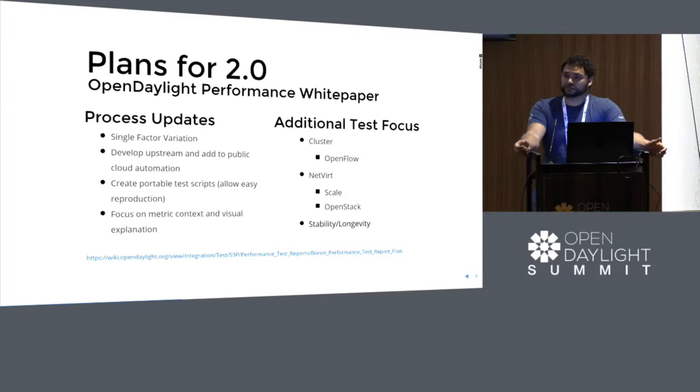We use something in ODL called Robot. You might have heard, if you were listening to Luis earlier, that we use it in all of our CI. And you can run it locally. So if you pull down the tests using Git and run them locally, give it the right environmental variables, you can run all these tests on a local setup. So we want to make sure that we create portable tests that are easy to do that with.